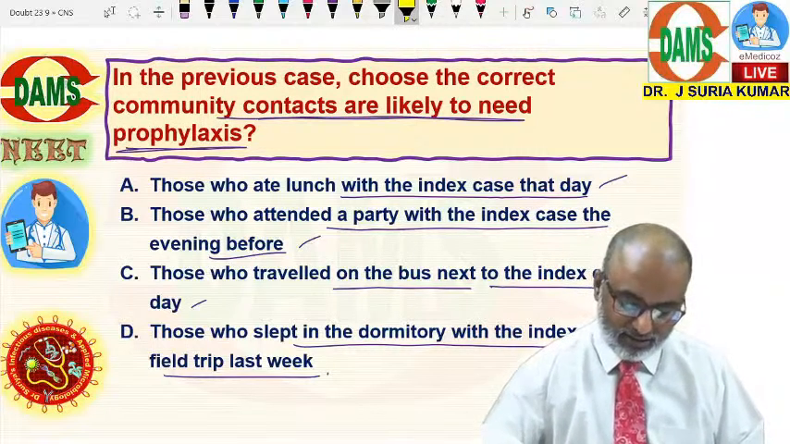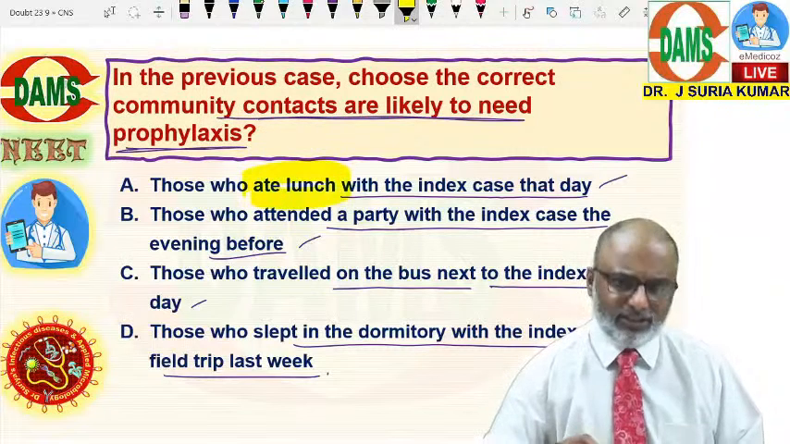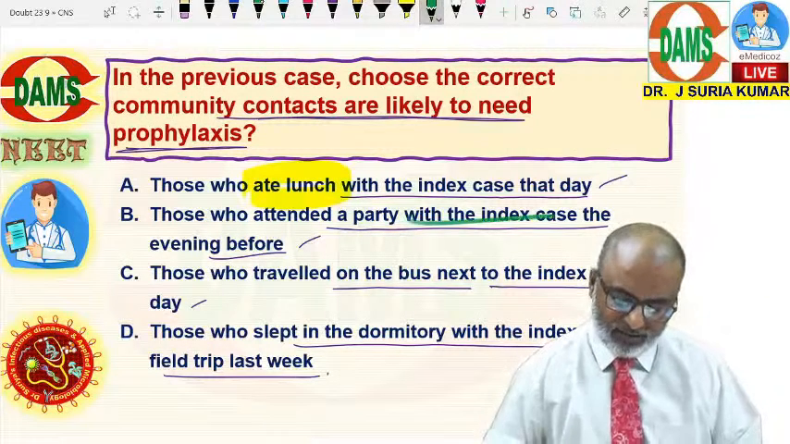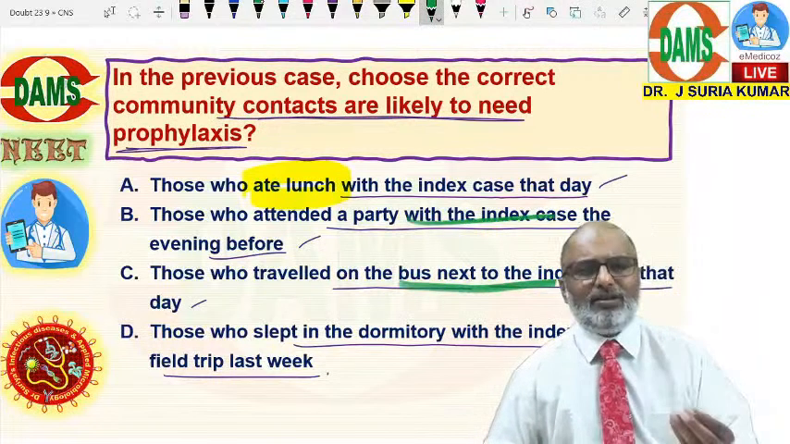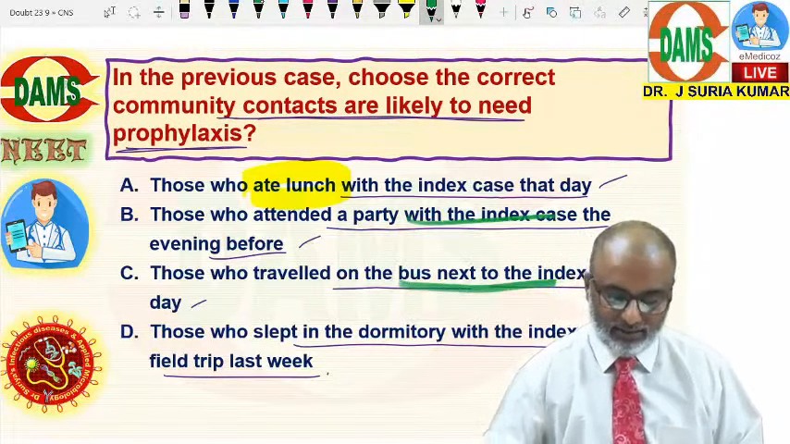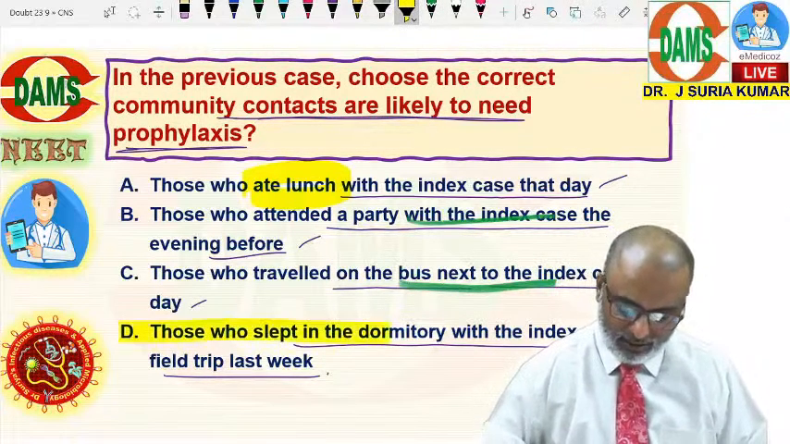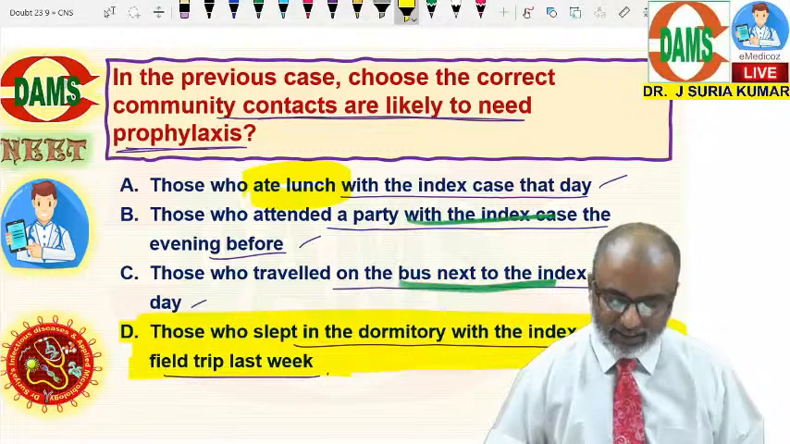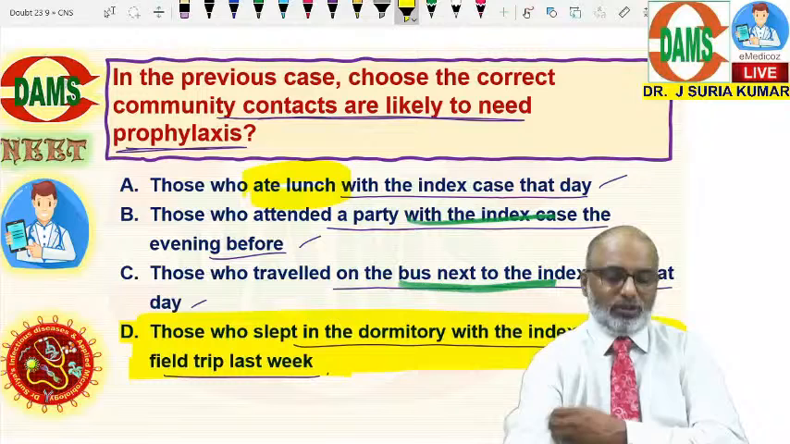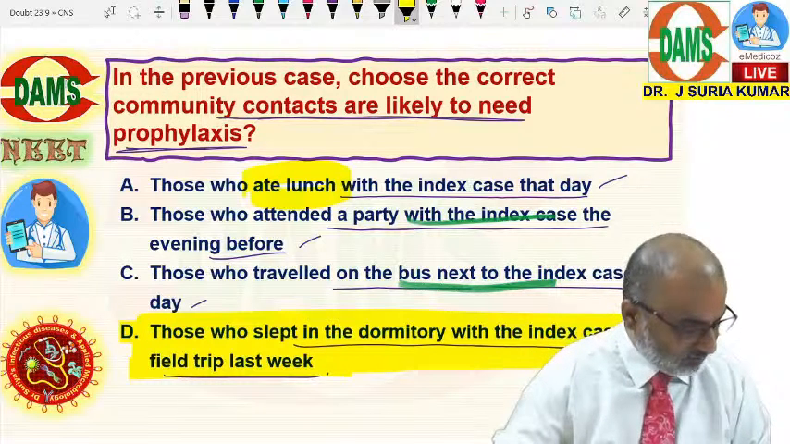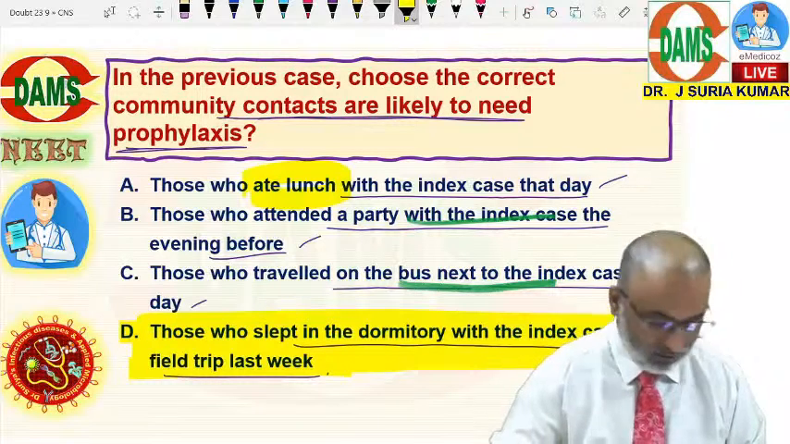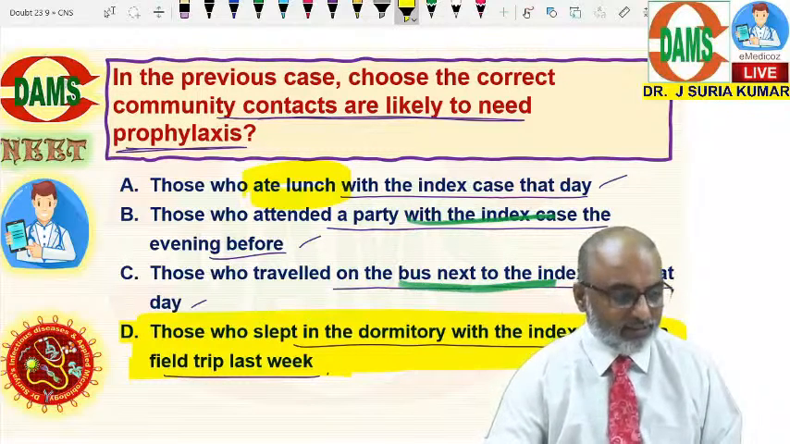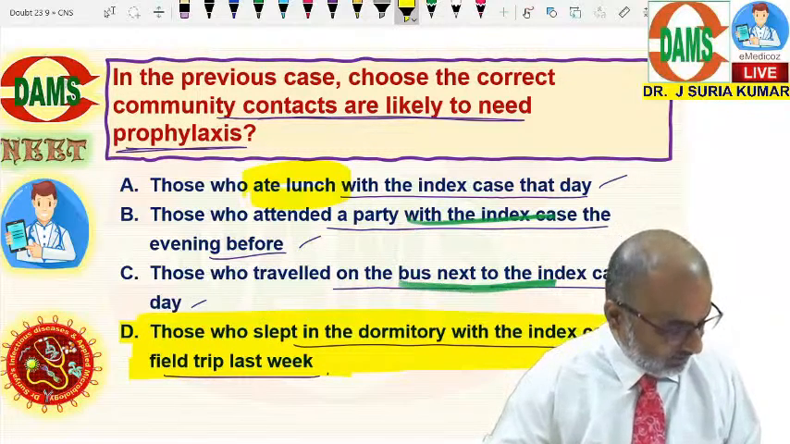Among the choices, ate lunch means 20 minutes, 30 minutes. Party, 1 or 2 hours. Traveled on a bus next to the index case, half an hour to 1 hour, we don't know exactly. But the one who slept in the dormitory almost 6 to 7 hours, they have close contact. So those people need vaccination. Those people need prophylaxis. D. Very good.